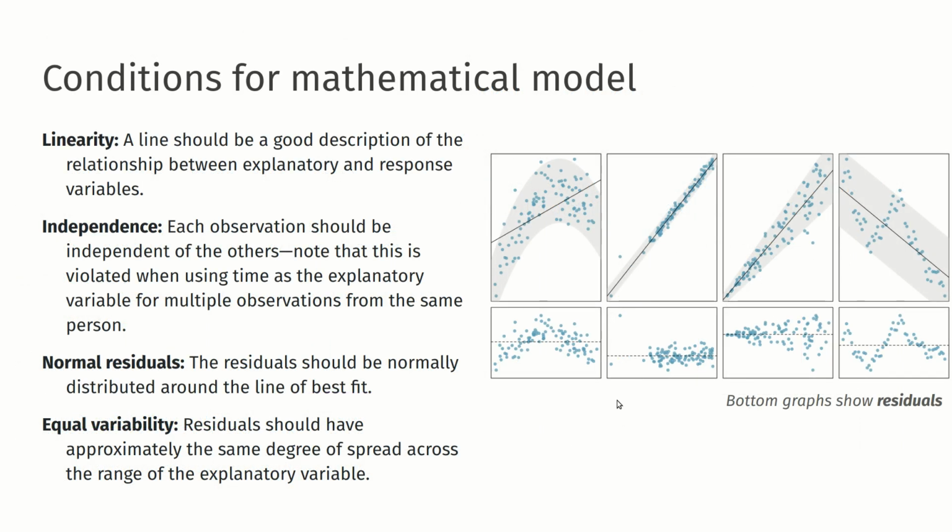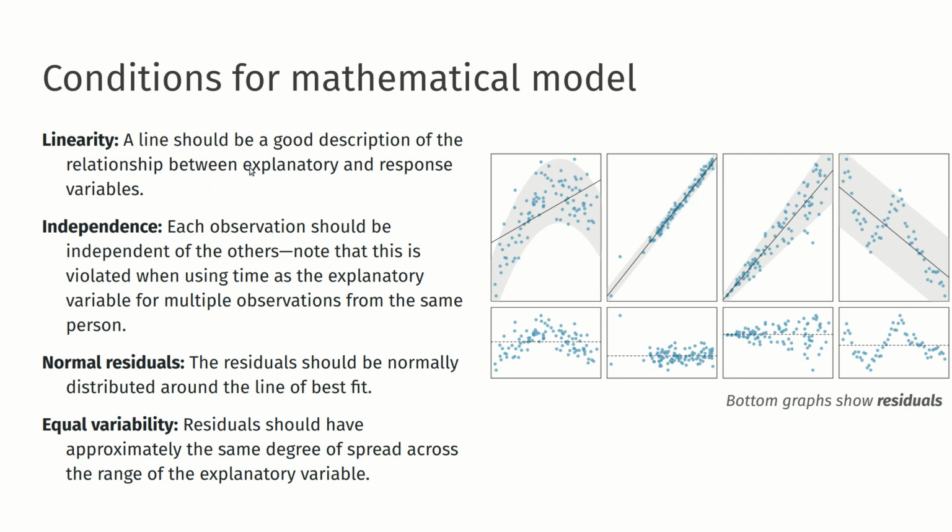Now, just like anytime we want to use a mathematical model for doing statistical inference, there are some conditions that need to be satisfied. The first condition is linearity. In other words, when we make a scatter plot of the data, we should make sure that a line is actually a good description of the relationship between the explanatory and response variables. If it's not, then there's no point in testing the slope, because if a line doesn't really capture the relationship, then who cares what the slope of that line would be?